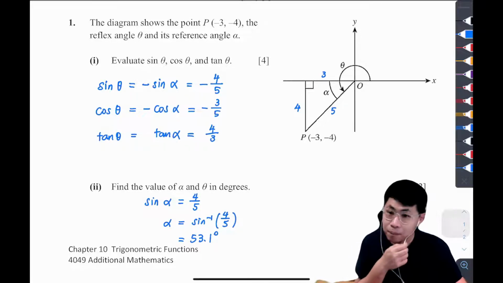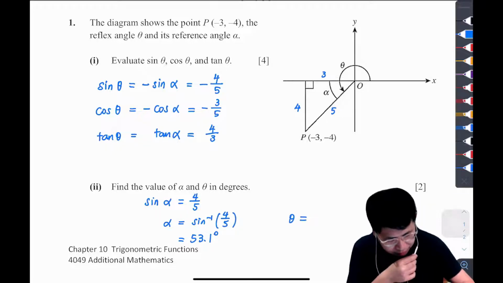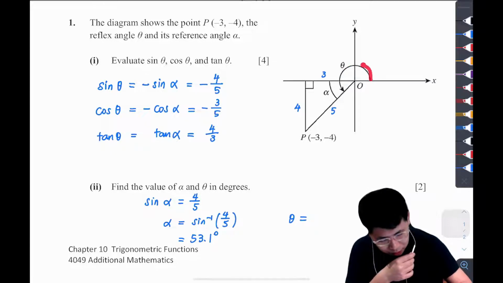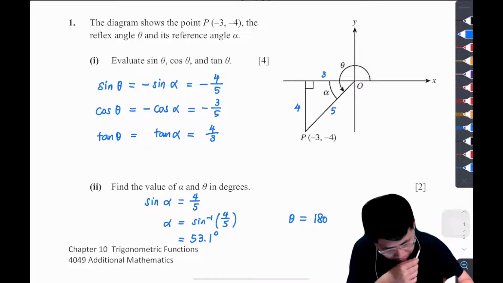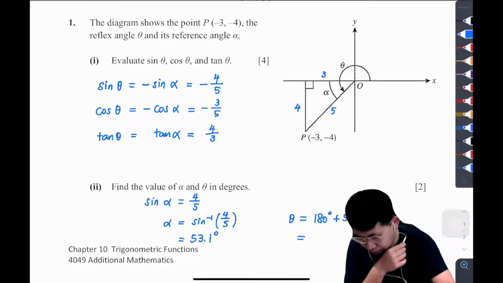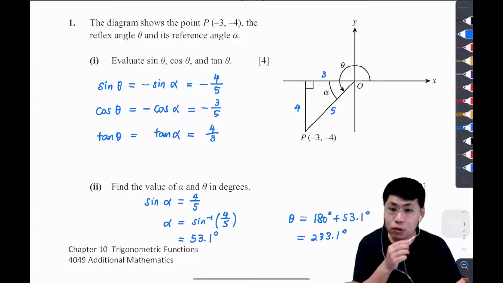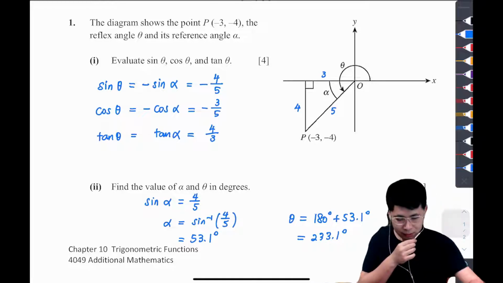So in degrees, this will give me 53.1 degrees. Then last but not least, the theta, the full angle, it is 180. Do you see this? So this will be 180 plus another alpha. So this would be 180 plus alpha, 53.1. So I will get 233.1 degrees.